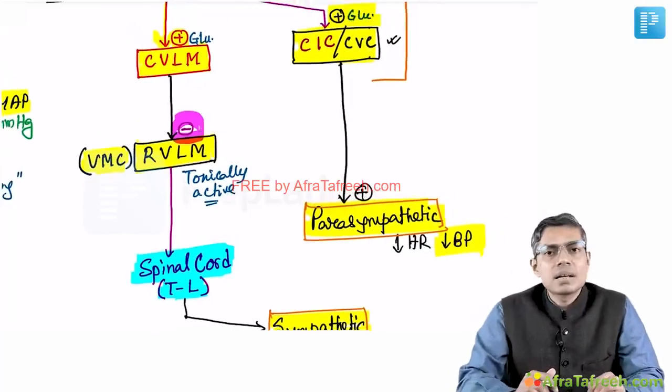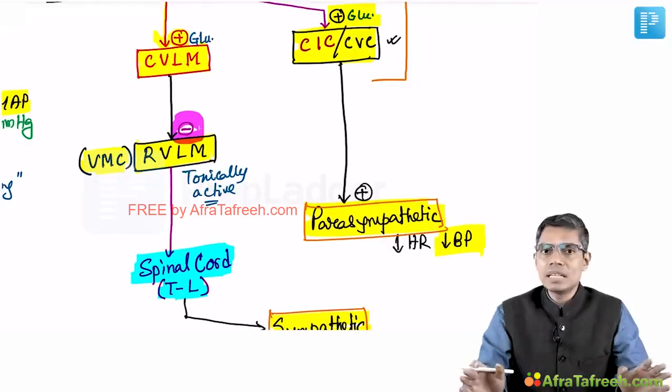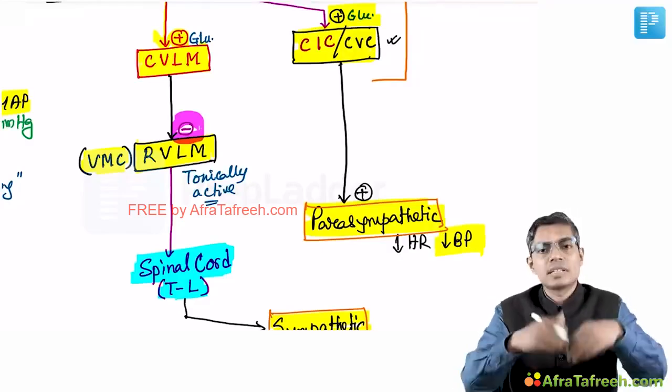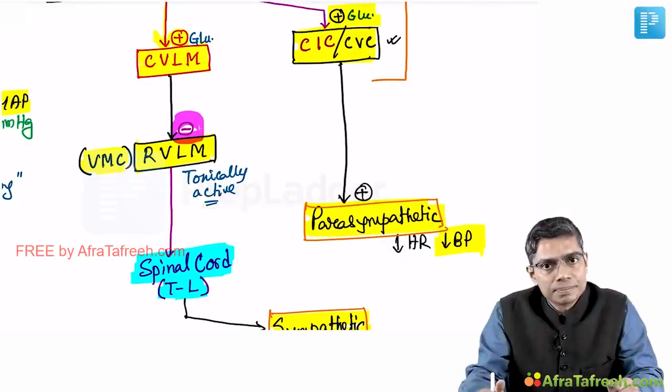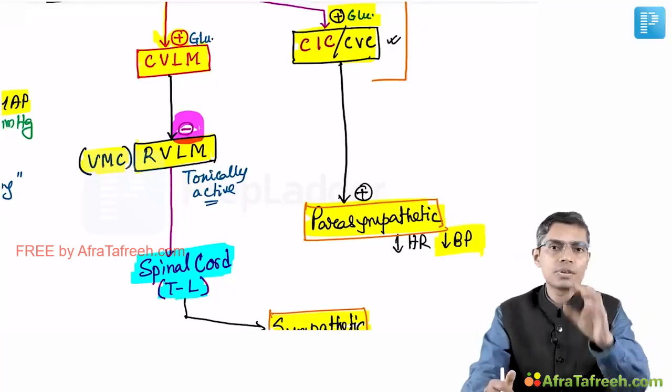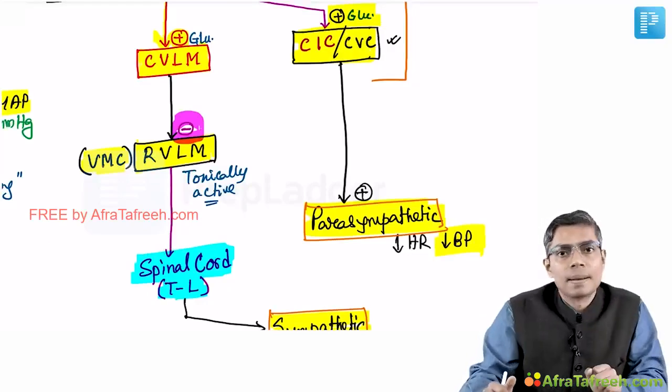So who is inhibiting this RVLM? CVLM. They inhibit the RVLM. But if you don't inhibit, if you cut out all the inhibition, the center has a power so that it will be activated automatically, right? That is known as tonically active. Tonically active means the center is always active. The center is active even when you are sleeping.